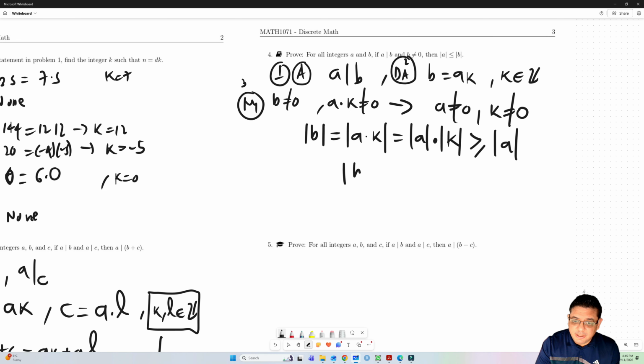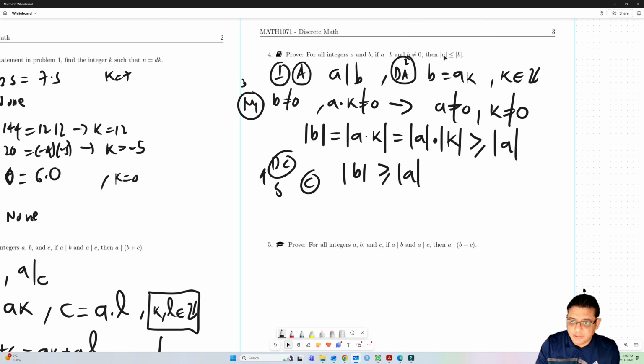So notice at the end here, we're reaching the definition of the conclusion and the conclusion itself, steps 4 and 5, because we're reaching that the absolute value of B is bigger than the absolute value of A. Okay? Which is the conclusion that I want to get.